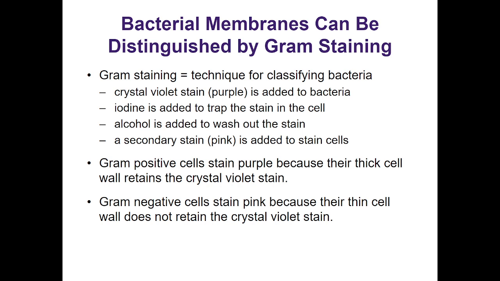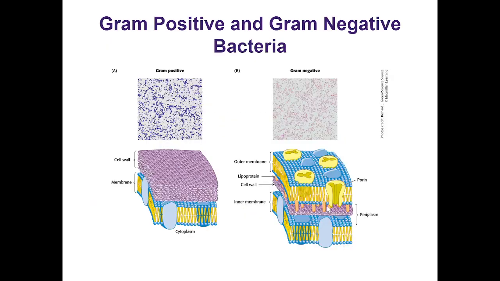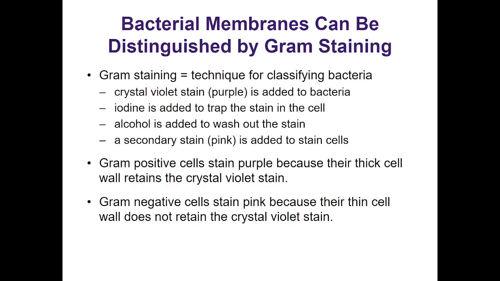The gram-positive cells will stain purple because their thick cell wall is going to retain the crystal violet stain. It won't allow it to wash off. The gram-negative cells will stain pink because their thin cell wall does not retain the crystal violet stain, at least not any significant amount. And so the pink will predominantly prevail in the coloring spectrum of your eyes. Okay? Does anybody have any questions so far?